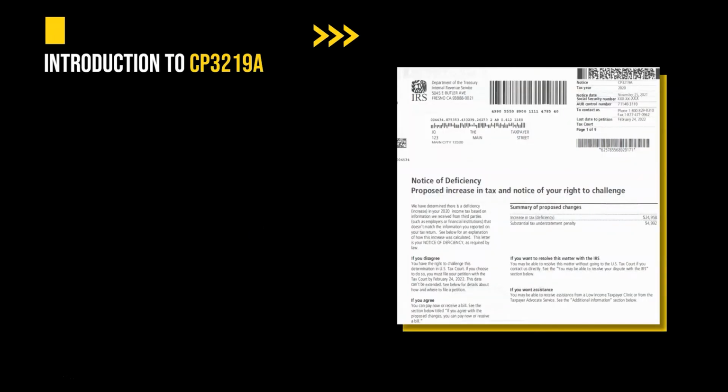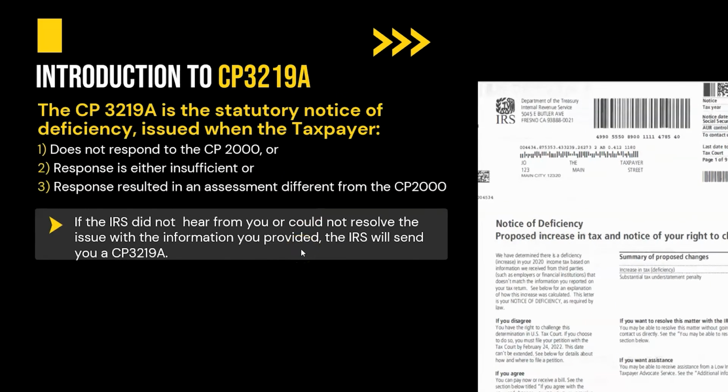Now, we've talked a lot about the CP2000. Let's move on. Let's progress to CP3219A, which is the notice of deficiency as you see on the screen. And we've talked about notice of deficiency briefly in the previous slides. So let's introduce you to CP3219A. The CP3219A is a statutory notice of deficiency.